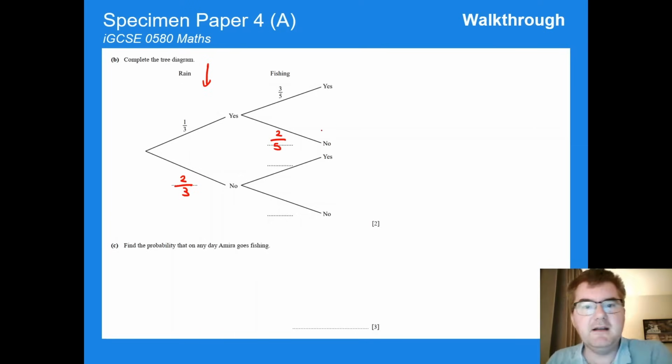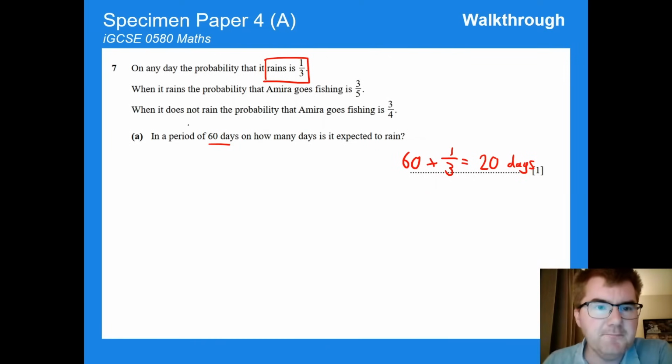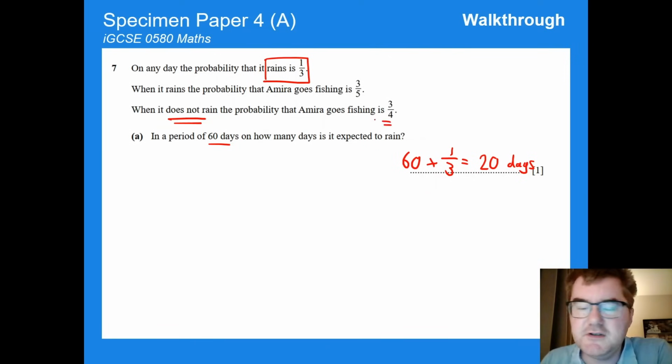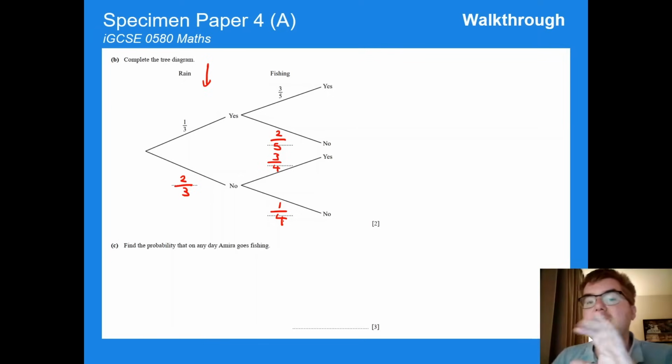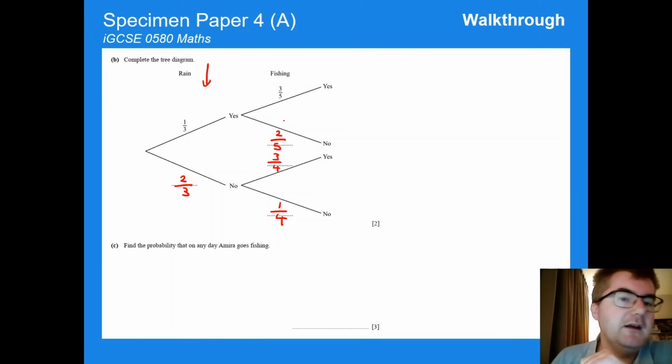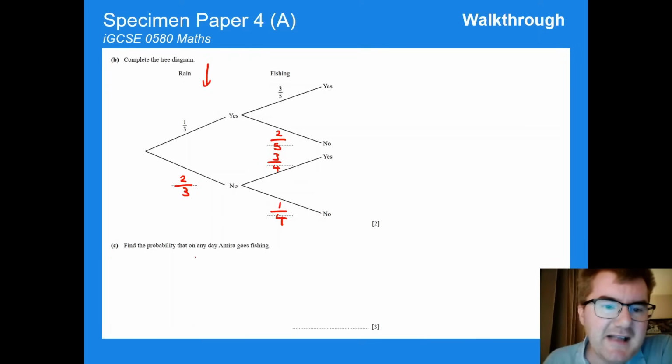And now we have to be a bit careful. We have to read the question. When it does not rain, Mira goes fishing with probability 3/4. So not raining, fishing, that's 3/4, and therefore this is 1/4. So be careful with that last pair there. You don't just copy it across. There is a condition here. And we want to find the probability that on any day Mira goes fishing.